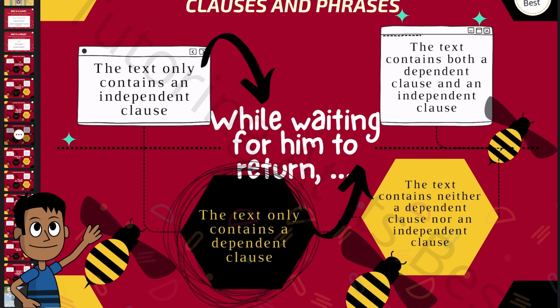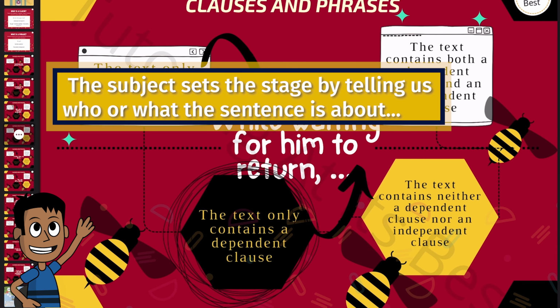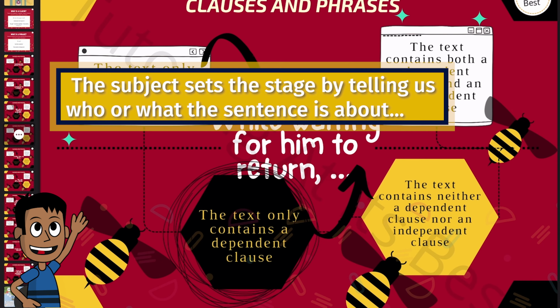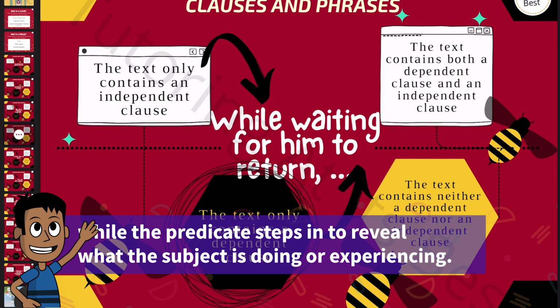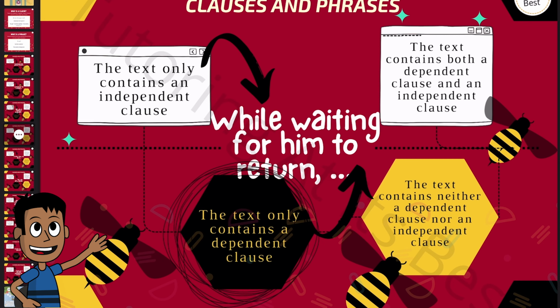And you must be thinking, I keep mentioning a subject and a predicate, but what is it? So the difference is that the subject sets the stage by telling us who or what the sentence is about, while the predicate steps in to reveal what the subject is doing or experiencing. So together, they form the essential foundation of every sentence.